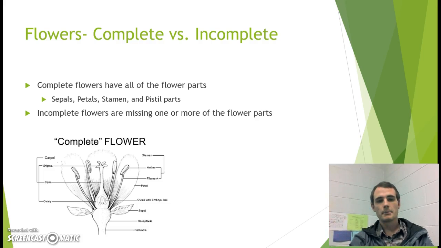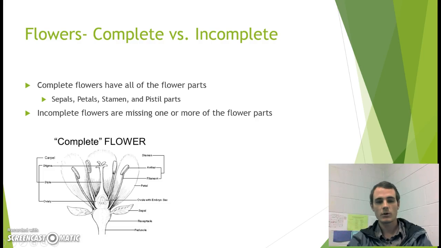Alright, complete versus incomplete flowers. A complete flower has all of the flower parts. So it's going to have sepals, petals, stamen, and pistil parts. So it has both male and female organs, and it also has the sepals and the petals.